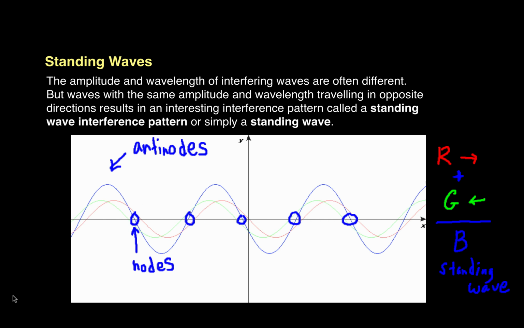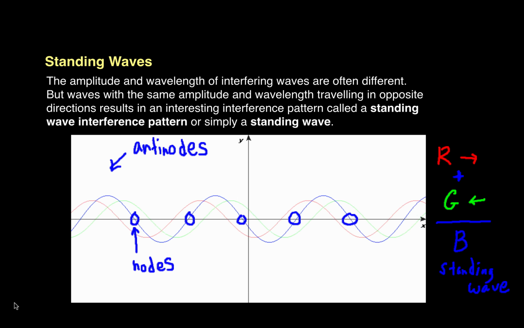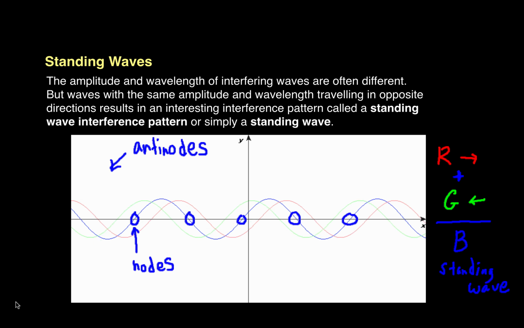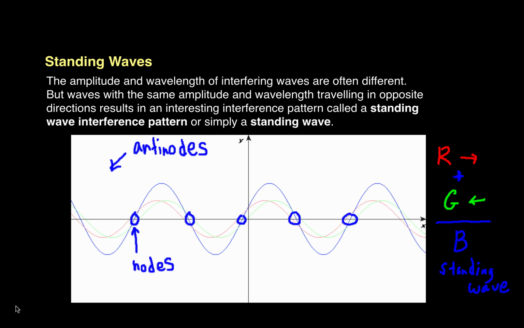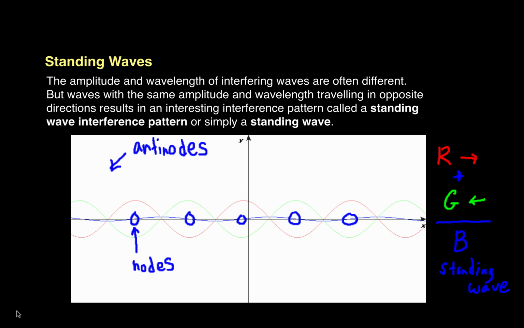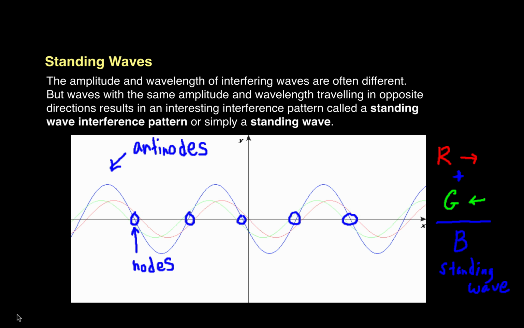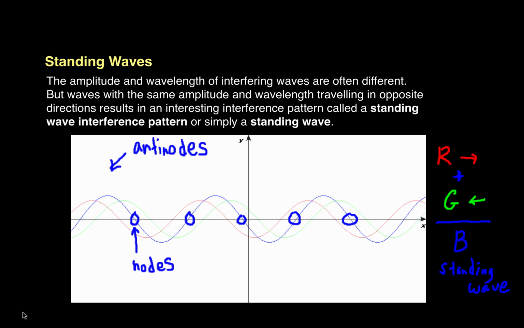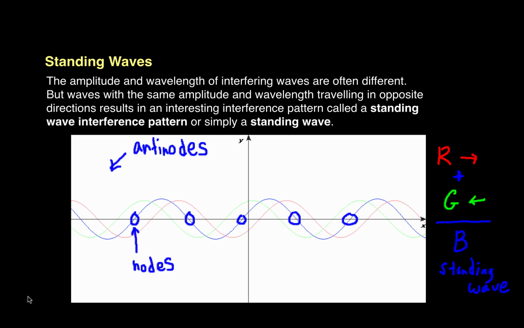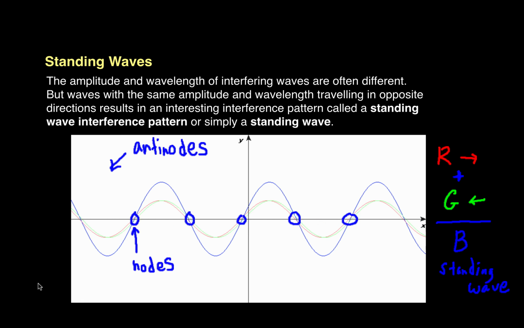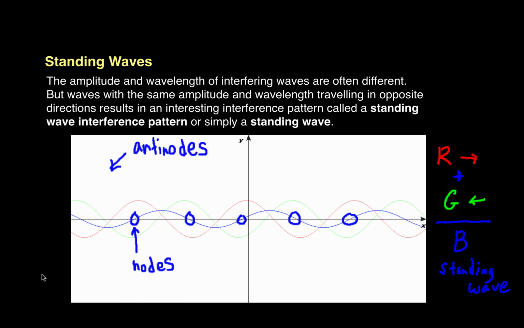Standing waves are commonly seen in music and in sound. When you pluck a guitar string, the wave in the guitar string travels up and down the string, gets reflected back, and interferes with itself, producing standing waves that have particular frequencies that are pleasant to hear.